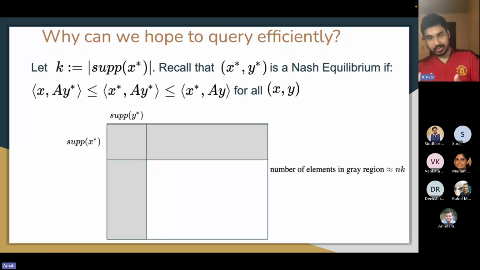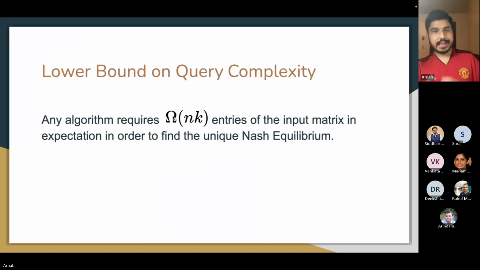So whatever I told now can be properly formalized, and we can show that any algorithm will require n times k entries in expectation in order to find a unique Nash equilibrium. I should have said at the start that the algorithms we'll be designing are mainly randomized algorithms. So with high probability they are going to find it. I'll talk about deterministic towards the end. That part is still kind of open, but right now our main focus is going to be on randomized algorithms.